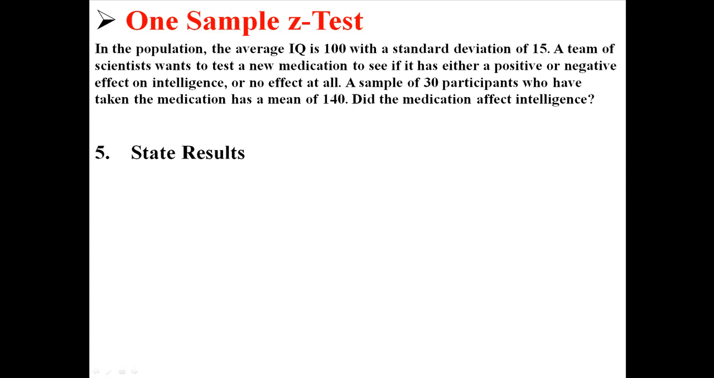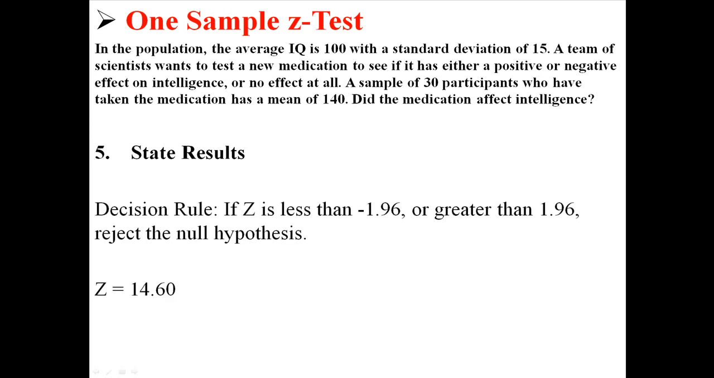So now we can go on to step 5, which is to state our results. Remember that our decision rule was, if z is less than negative 1.96 or greater than 1.96, we can reject the null hypothesis. And in this case, our z was 14.60. Now 14.60 is definitely greater than 1.96. So we can reject H0, and by rejecting the null hypothesis, we're saying that we accept the alternative, basically. We're saying the alternative is true. We're saying that there is a difference, that the sample mean is not the 100 it was expected to be.